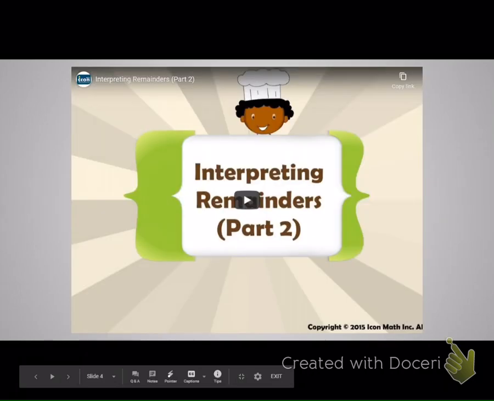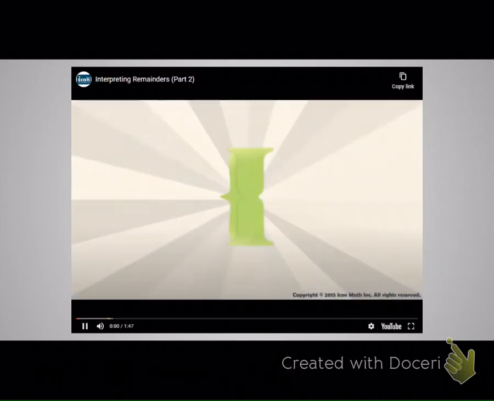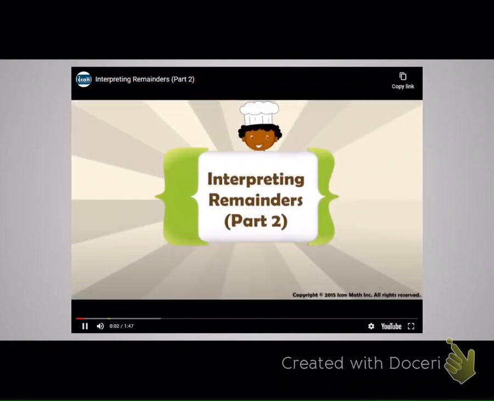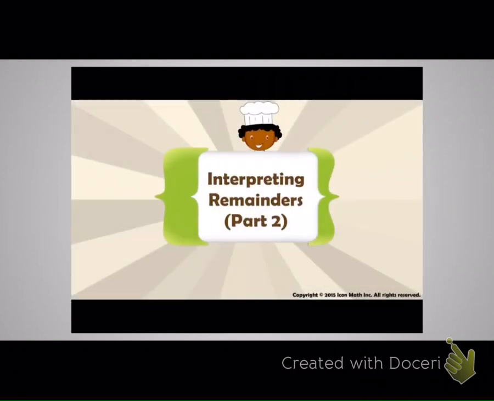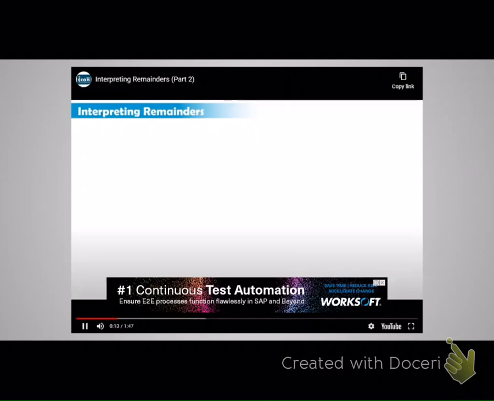Okay, let's go on to interpreting the remainders part 2.